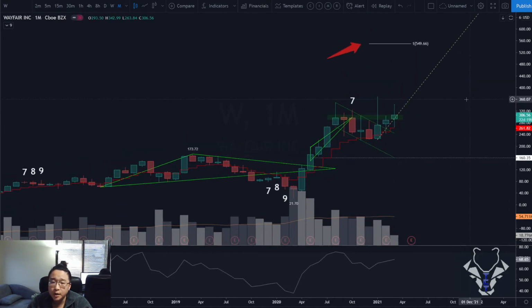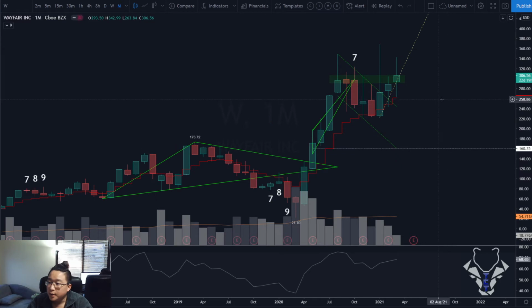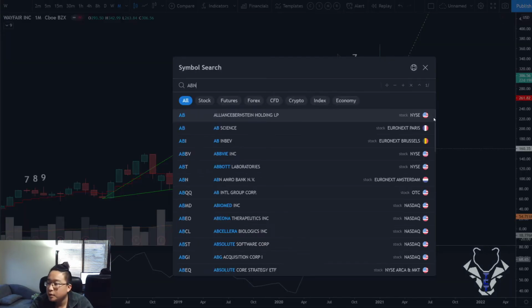The projection based on the fib extension of the low of the pandemic to the high of the run to the higher low of the touch of the monthly 8, you're looking at 550 for the 1-to-1 extension. So this is going to take a long time to play out, but upside potential is huge. Don't lose track of Wayfair. And that's it for the hottest tickers. Let's look at the top watches.